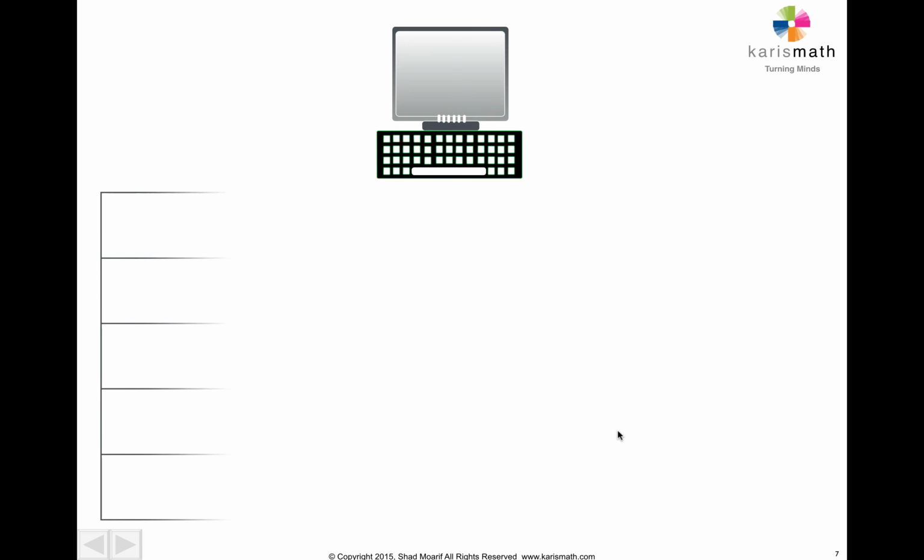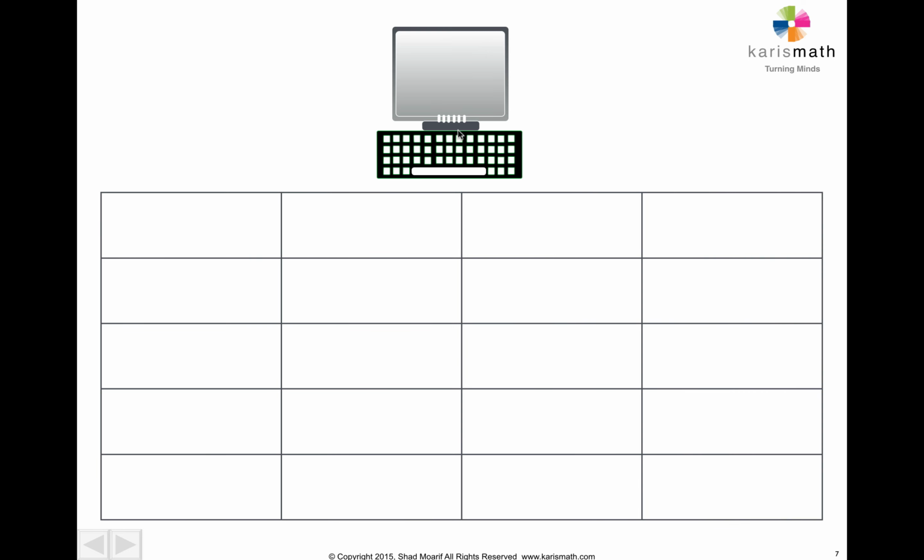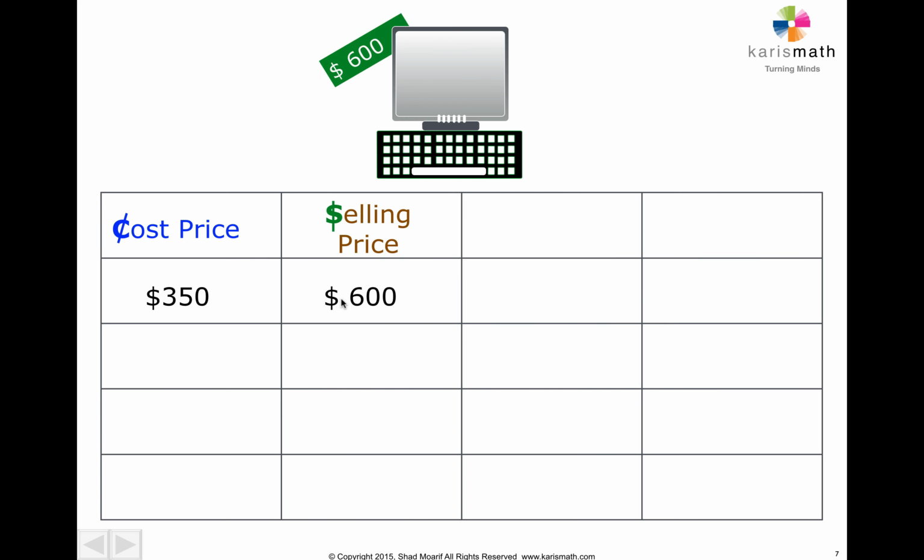Let's do some calculations here. Start with the computer. The cost price of the computer was $350. You sold it for $600. So what's the increase or the profit? Was that a profit or was that a loss? No, that was a profit. It was not a loss. And the profit is the difference between the cost and the selling price. So you take that difference. The bigger one is the selling price, the smaller the cost price. So the profit is $250.